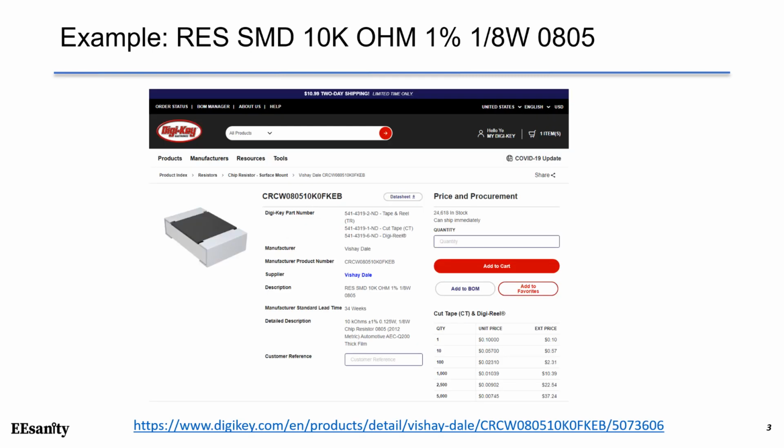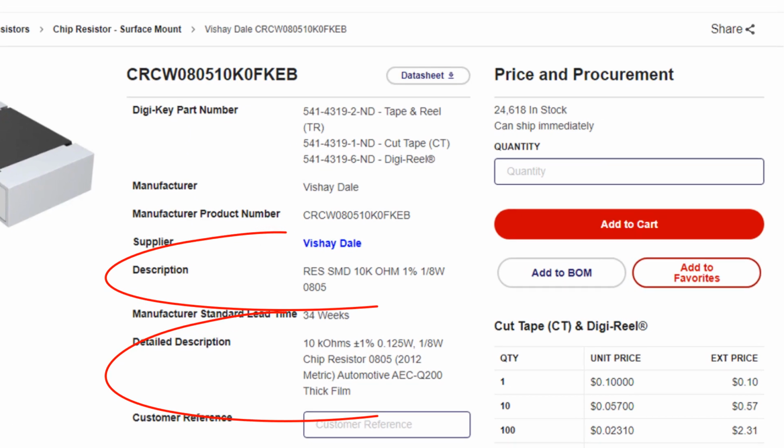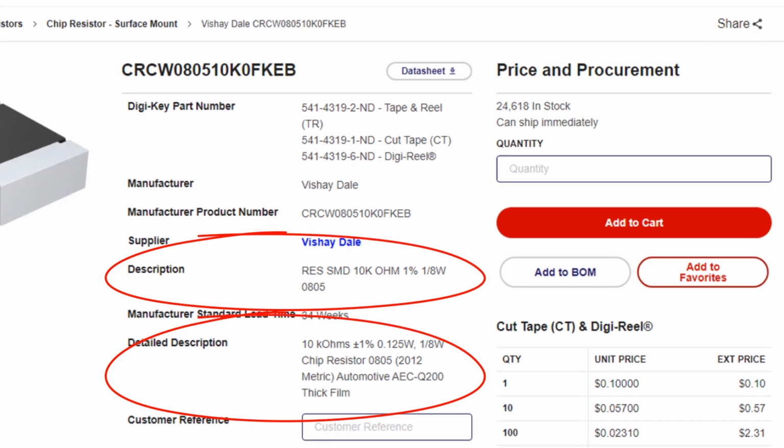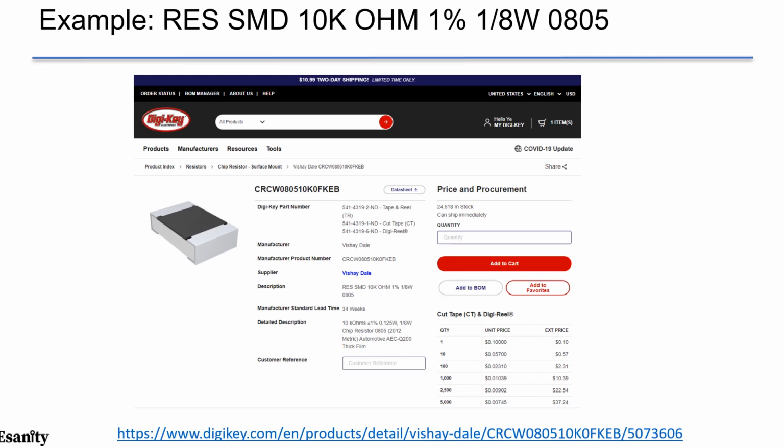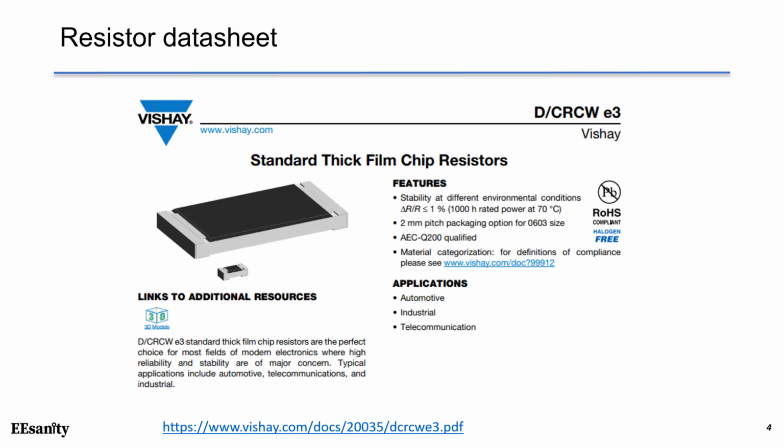This shows the basic information from DigiKey about 0805 10 kilo ohm 1% surface mount resistor. It shows a brief description as shown here, and also a detailed description including basic information about this resistor. This resistor is automotive qualified with AEC-Q200 qualification. Now let's go to the datasheet of this resistor.